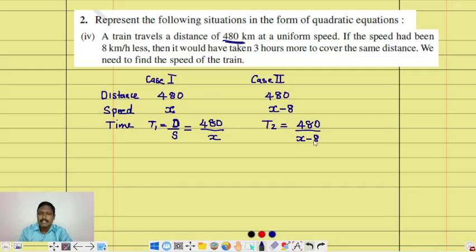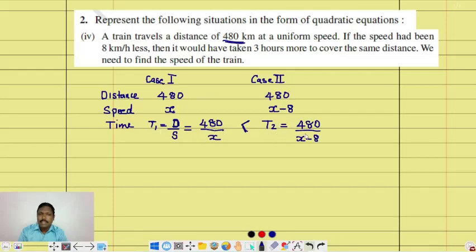Now look here. Here the speed is x and here the speed is x minus 8. That means speed is reduced. What happened to the time when speed is reduced? If speed is reduced, then time will increase. So we can compare t1 and t2. Sure, t2 will be greater than t1.